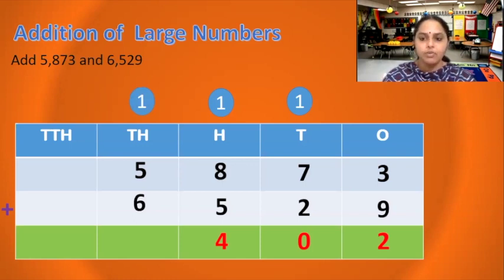Now let us add all these things which are there here. So 1 plus 5 is 6. 6 plus 6 is 12. So in 12, 2 we will write here and 1 we will give as carry forward to the 10,000s place.